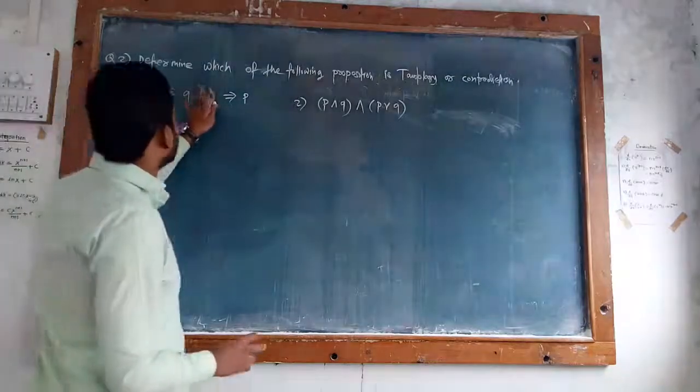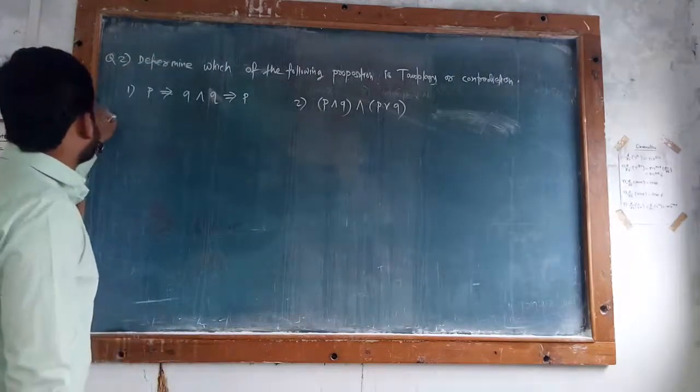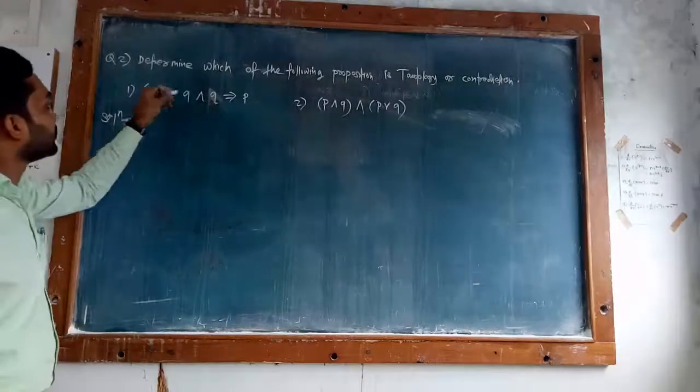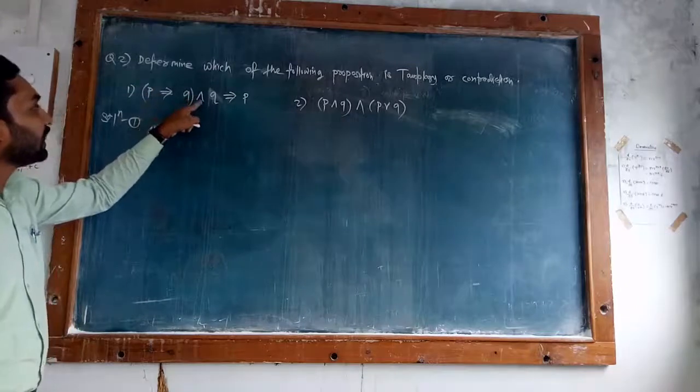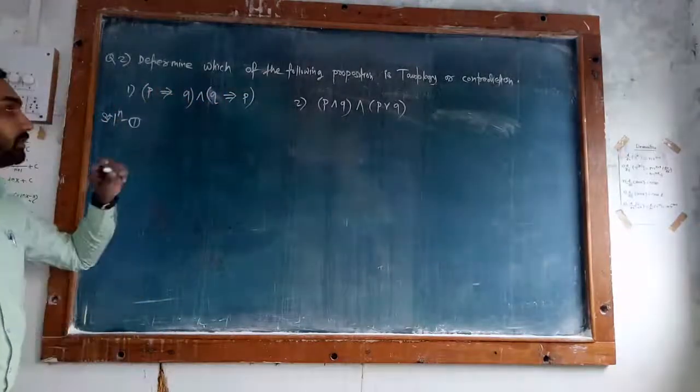P implies Q. Here is Q also. Okay, so first write down the solution. Make the correction: there is Q. That means this is P implies Q and Q implies P. We are going to make the truth table.